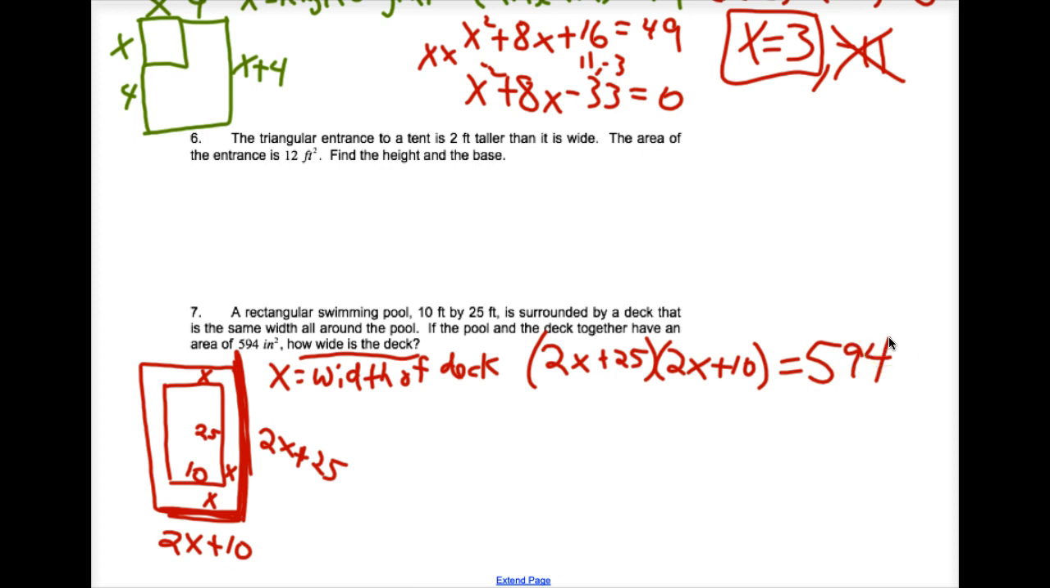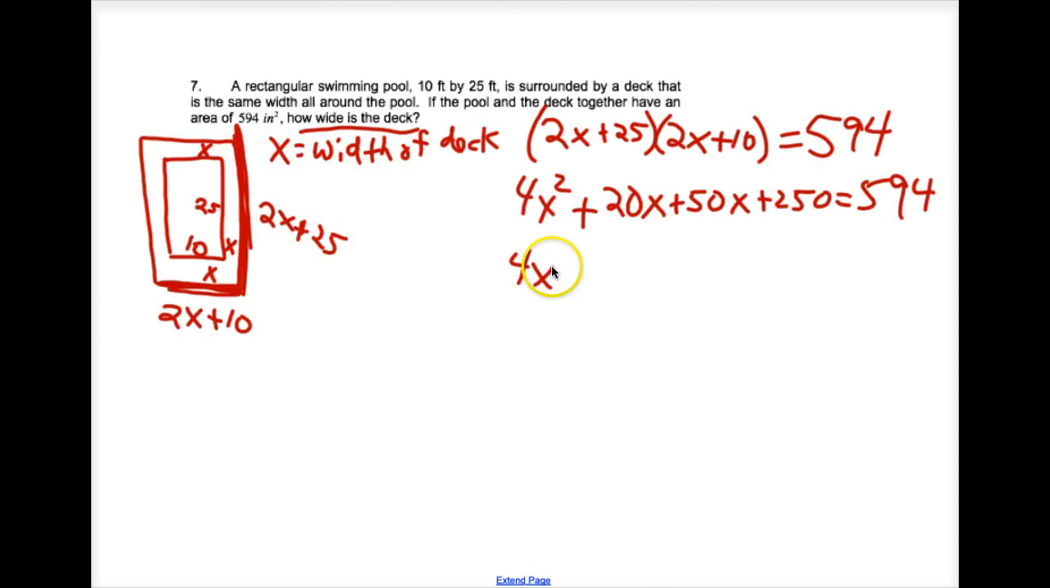There's always a pool and deck problem. Everybody do FOIL on that real quick. 4x squared plus 20x plus 50x plus 250 equals 594. Probably going to need our calculator on this one, guys. 4x squared plus 70x. Somebody subtract 594 from 250. How much is it? I guess it's negative 344. So 4x squared plus 70x minus 344 equals 0.